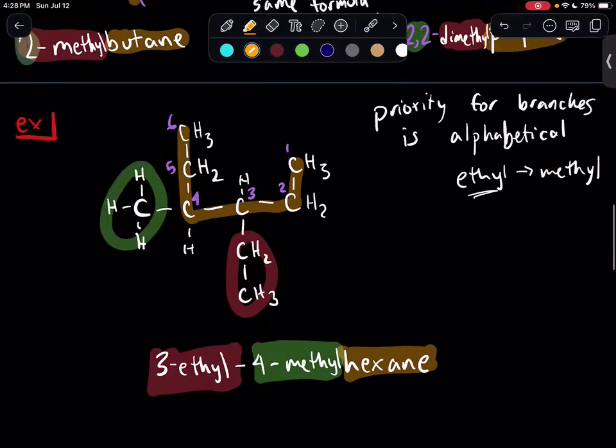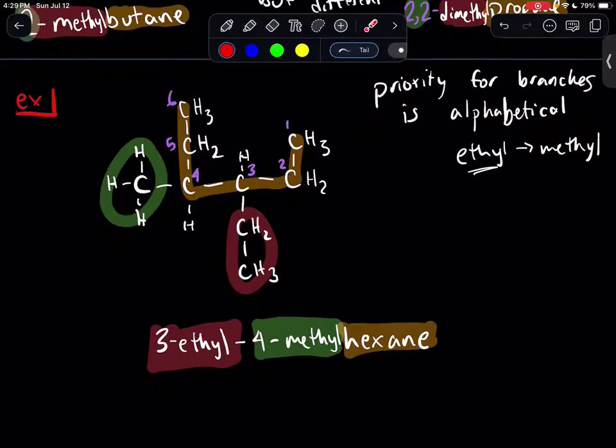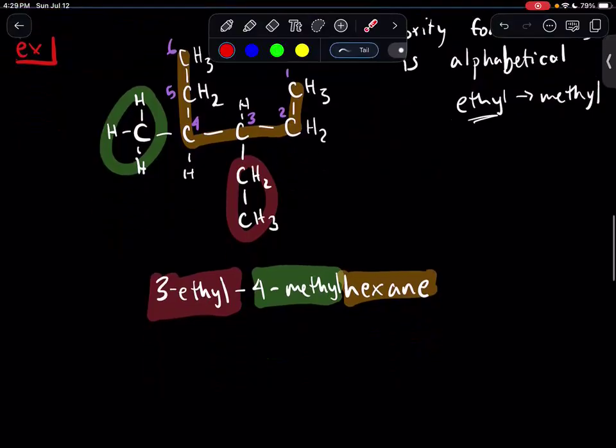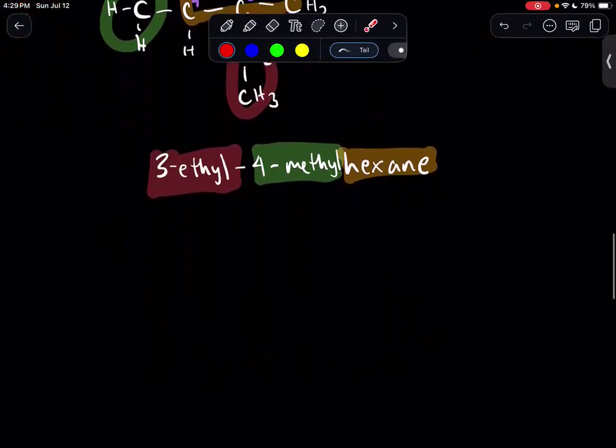We have to start looking at priority for these, which for our branches, we're going to go alphabetical. Ethyl before methyl, and butyl before ethyl. Just remember your alphabet and you should be fine. Let's do another example. I'm not really going to pause it for this one. Just try and keep up the drawing.